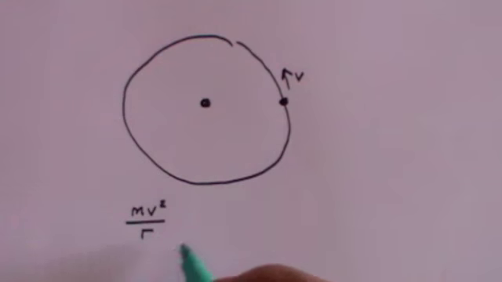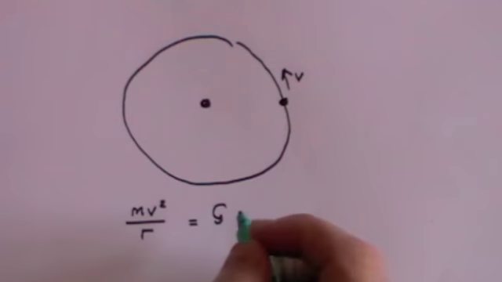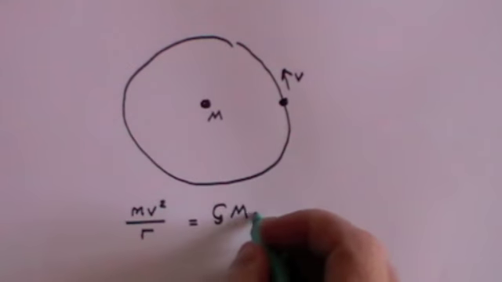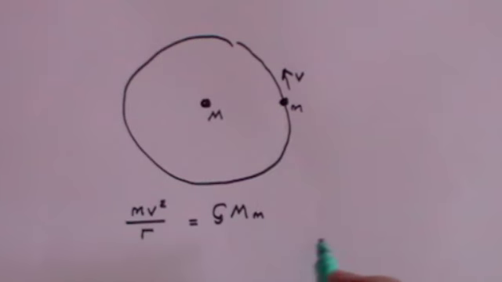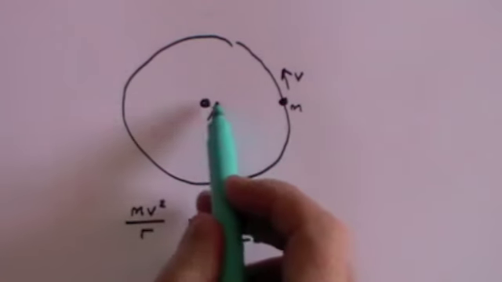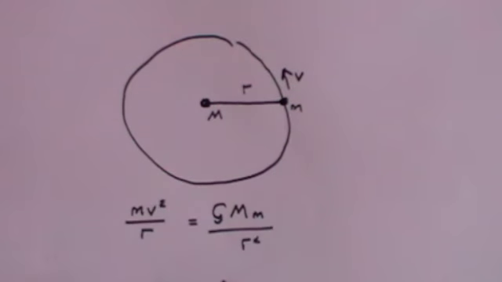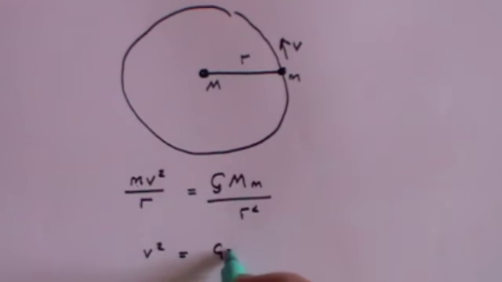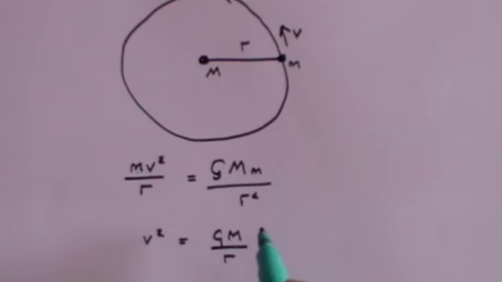And that force is provided by the gravitational force, and that we said was G, which is the gravitational constant, times capital M, which is the mass of the Sun, times little m, which is the mass of the planet, divided by r squared, where r is the distance between the Sun and the planet. And so the centripetal force is equal to the gravitational force. And you will see that the little m's cancel, and if you rearrange the formula you will find that v squared is equal to GM over r, G capital M over r.